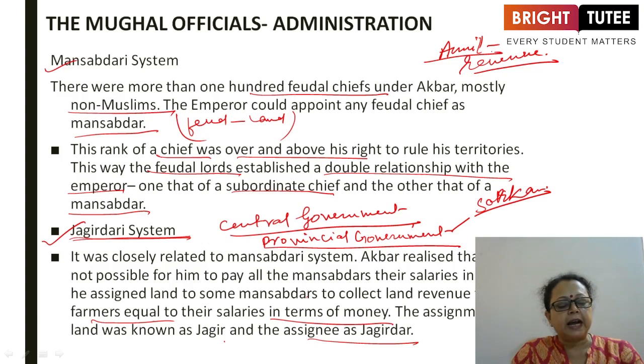The Chaudhary and the Muqaddam received a fixed share of the land revenue collected by them. Whatever revenue was collected by the Muqaddam or Chaudhary, they kept a fixed amount for themselves, and the rest had to be deposited in the king's treasury. It was generally 5% of the amount collected, which was called Panchotra at many places.